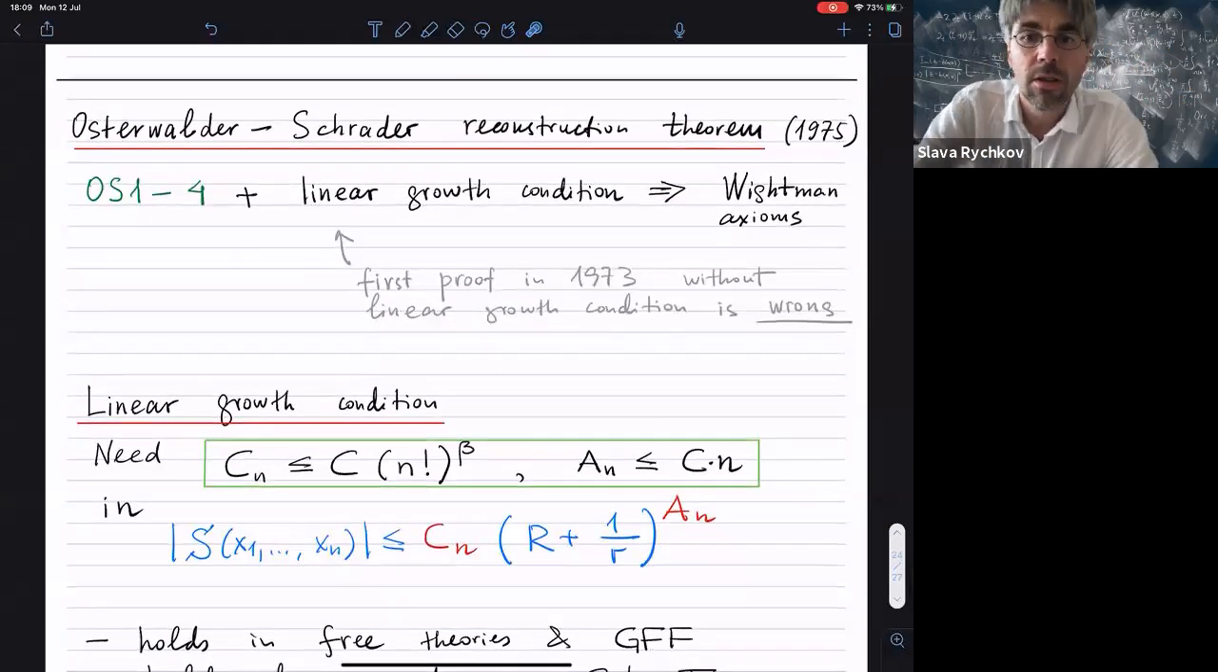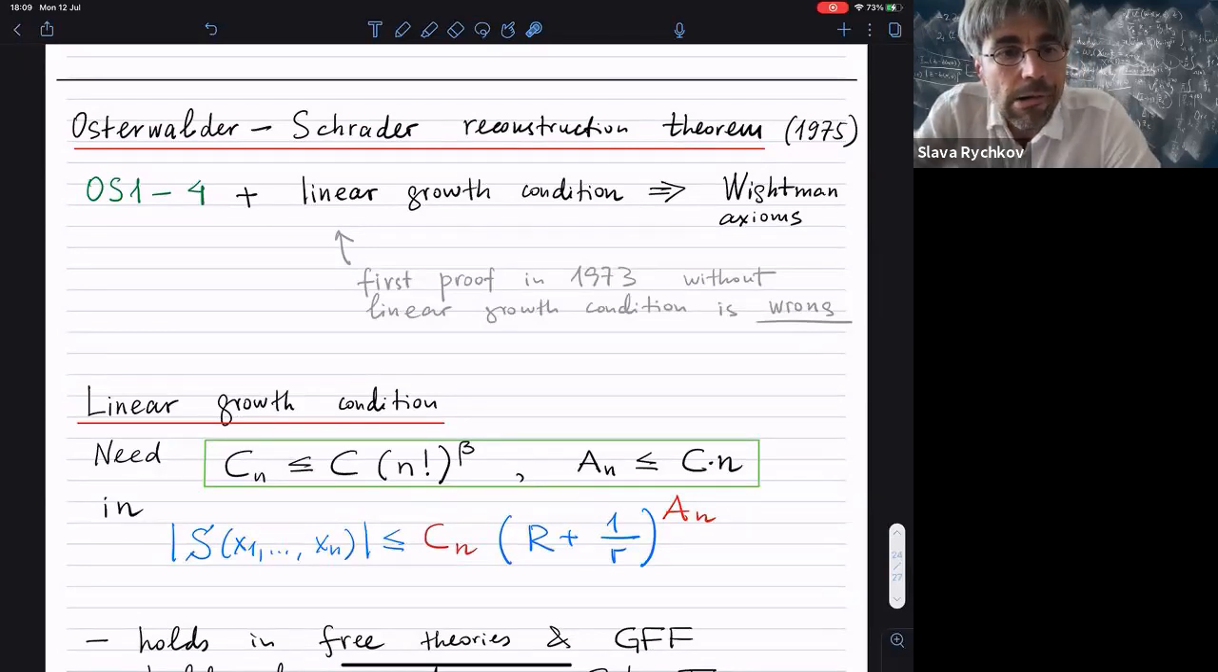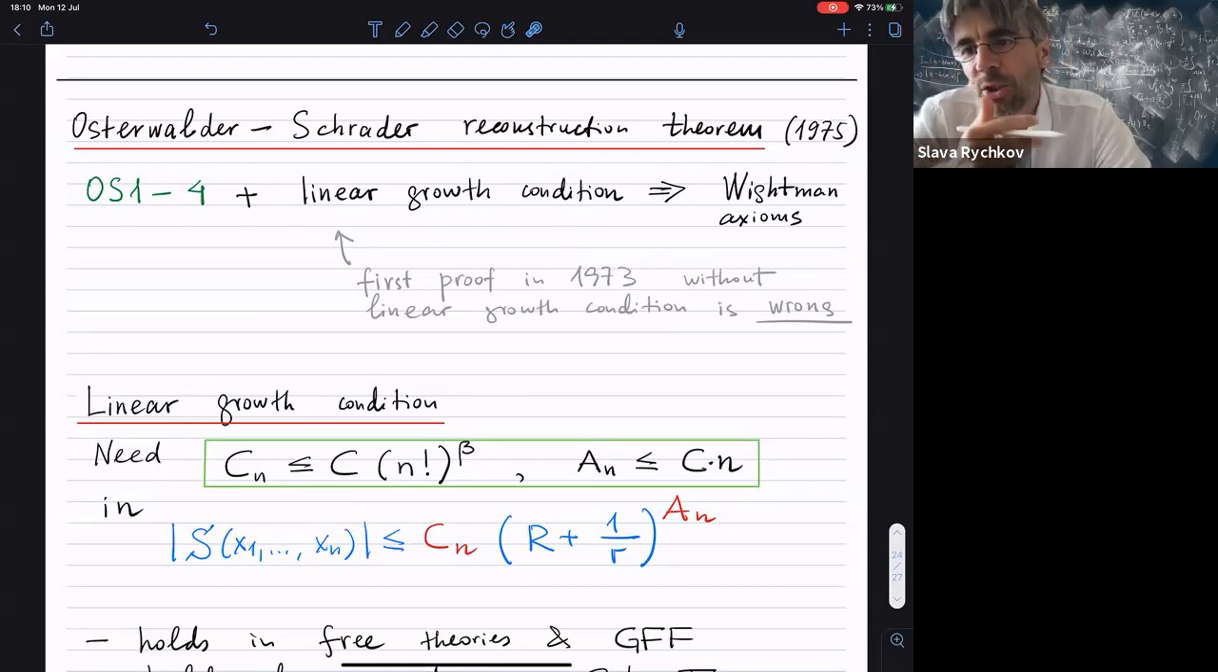the Osterwalder-Schrader reconstruction theorem. This is a theorem from 1975. And it says that if you take a set of Schwinger functions for every n, so for n equals 1, 2, 3, and up to infinity, you impose on the Schwinger functions these axioms OS1 to OS4 that we discussed. And you impose an extra condition, which is called the linear growth condition. Then you can go all the way back from where we came.